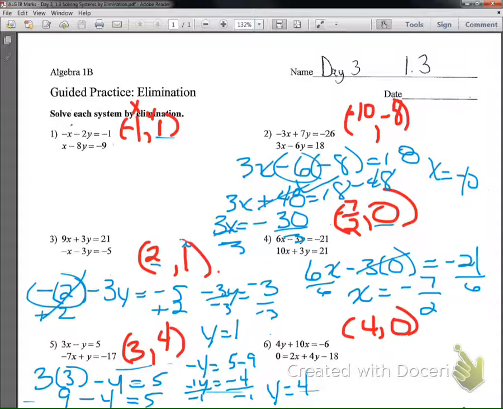I'm not going to narrate those 4 problems, but I will work out the problems, and when you're ready to check yourself, then just push play and you can see all the answers.